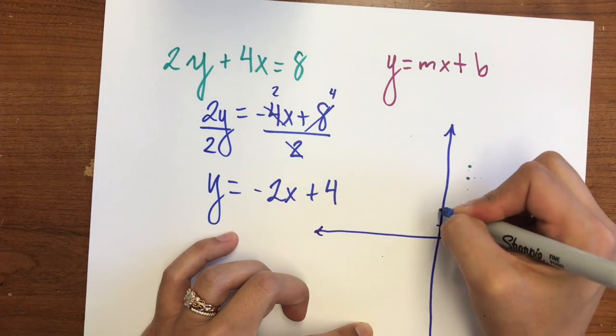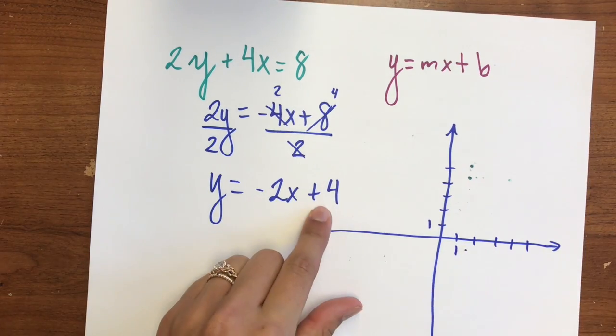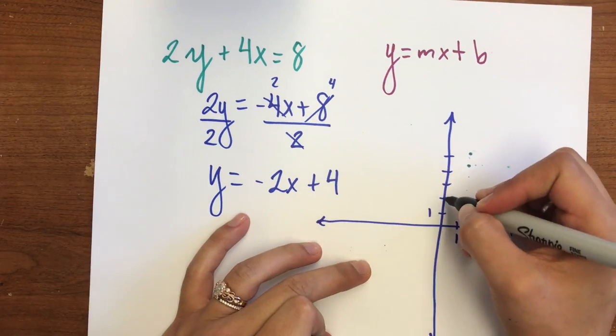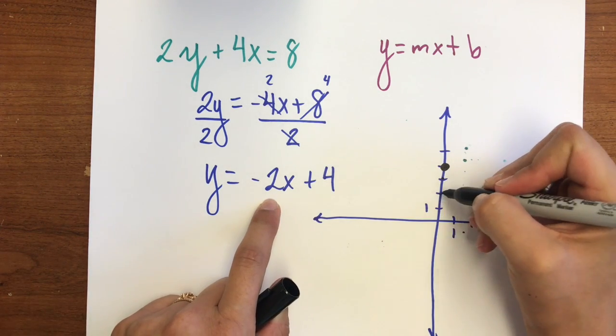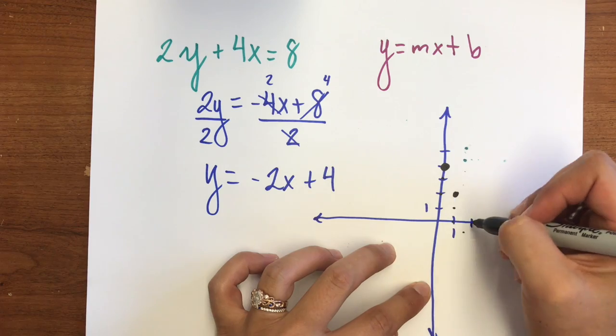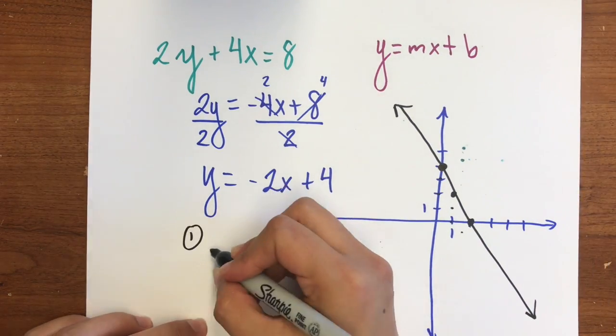So remember that the very first thing I do is I plot my y-intercept, which is my b value, that's 4. So I go 4 up on the y-axis and I draw a dot there. That's the first point of my line. I use the slope, which is negative 2, so that's 2 down and over 1, and I'm actually going to draw 3 points here. I just keep going 2 down, over 1, 2 down, over 1, 2 down, over 1.